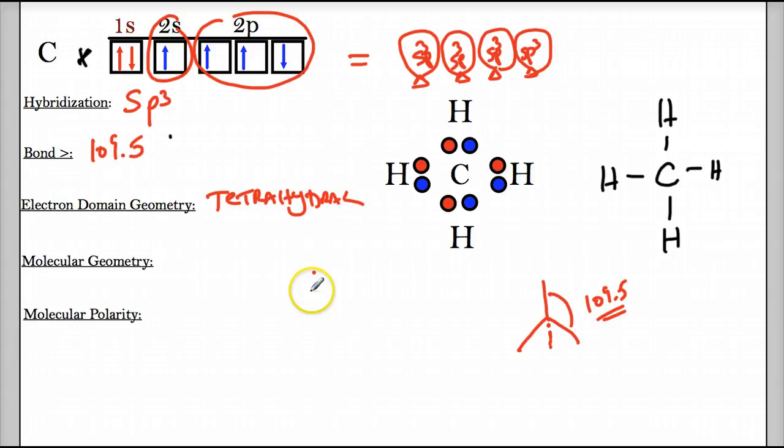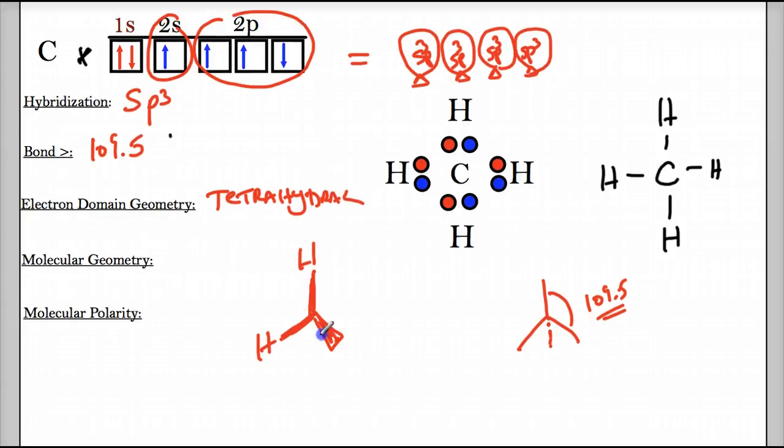You have this one and this one on the same plane, let's do H and H. And then you'd have one going at you. This is going at you, the thicker one. And then you'd have one going behind you. Sometimes they'll draw it like that. People like that or they don't. And that gives you the tetrahedral shape. That's one way of drawing it. These are in the same plane. This is coming at you. That's why it's getting bigger. And this is going behind you. That's why it's dotted away.